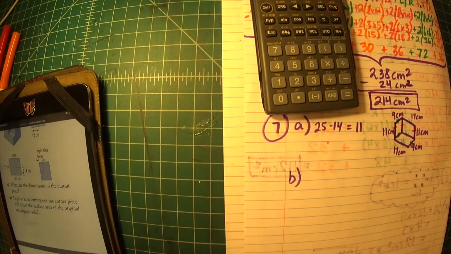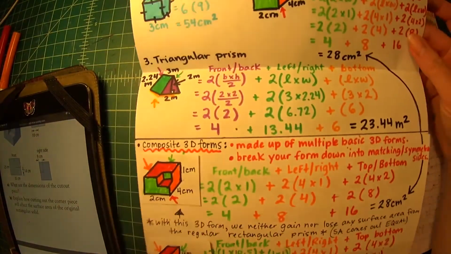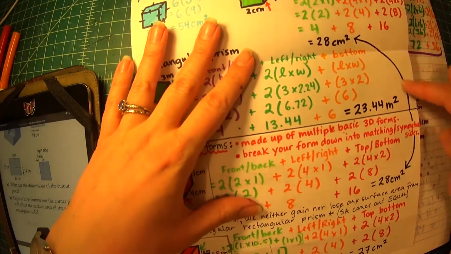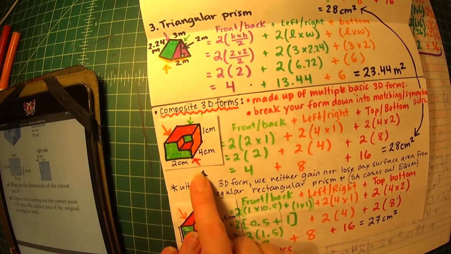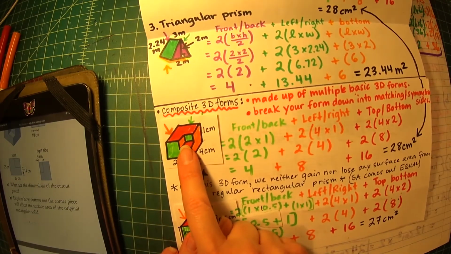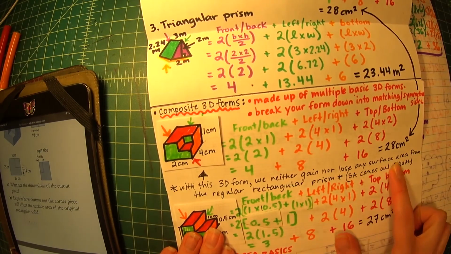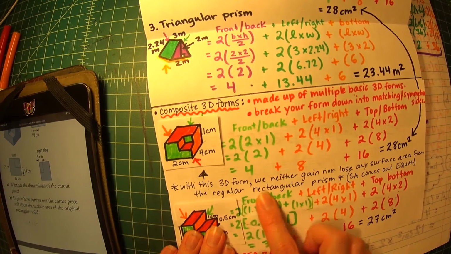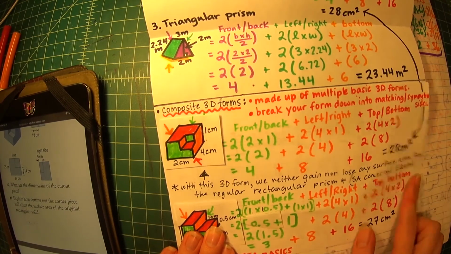I'm going to pull my foldable out here. Okay, my surface area basics. Right here. Remember, we made this arrow and we made this note. With this 3D form, the one with the corner cut out, we neither gain nor lose any surface area from the regular rectangular prism. Surface area comes out equal.